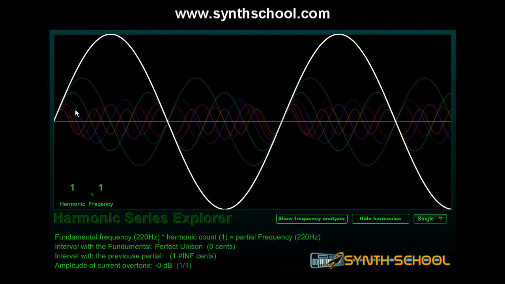And it's the same with the third harmonic, which has 3 cycles per 1, or here we have 4 cycles per 1, and you can actually follow it, it's pretty accurate. And so on to infinity. Let's listen to those harmonics.